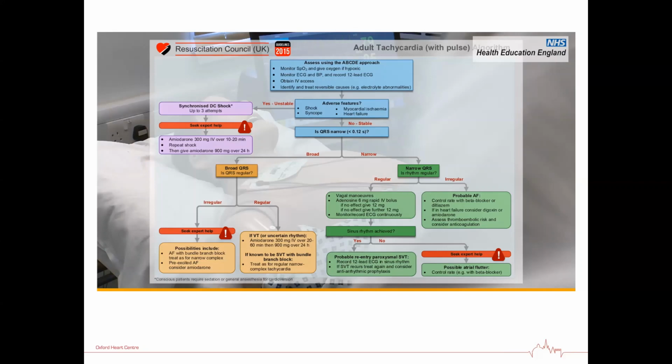So, given this patient had 2 of the adverse features, we followed the Resuscitation Council guidelines here rather than the traditional NICE guidelines for management of AF, which we'll talk about subsequently. So, we proceeded to perform a synchronised DC shock. In this case, we should seek the support of our intensivist or anaesthetist for what is available to you to perform sedation.